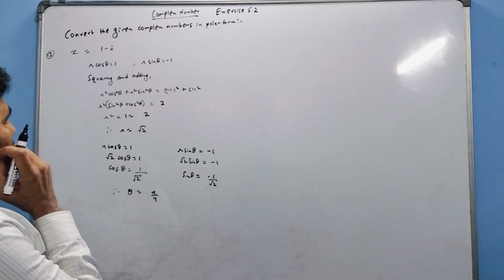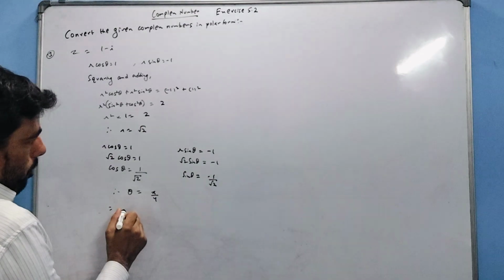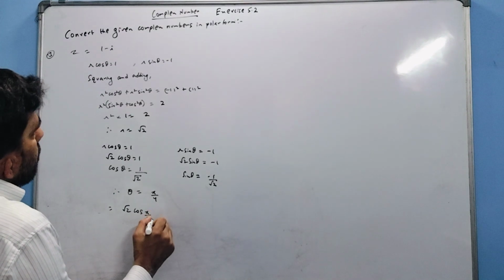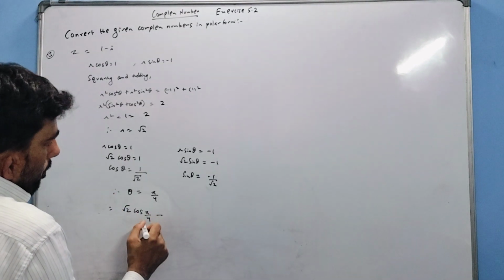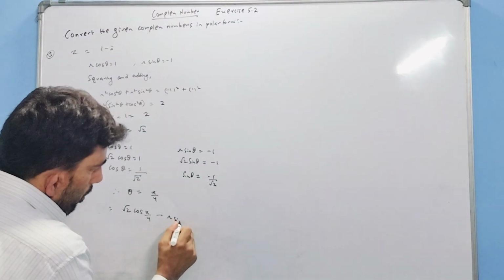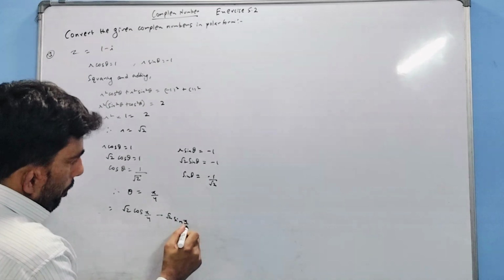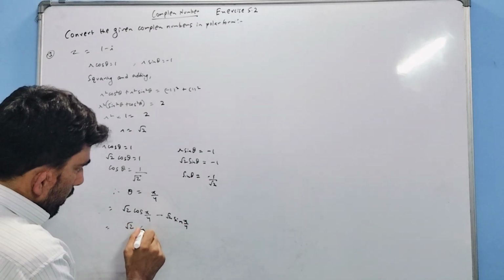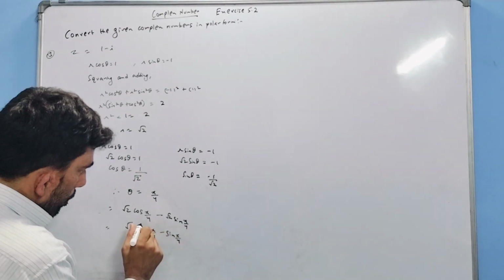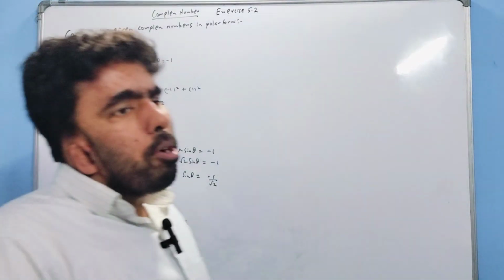Now we'll try to find the polar form. We have r cos theta, what is r, root 2 cos pi by 4, minus, we have here 1 minus, r sin theta. So what is r here? We know root 2. And what is theta? Pi upon 4. So we can take root 2 common as cos pi by 4 minus sin pi by 4. So this will be the polar form of the given complex number.